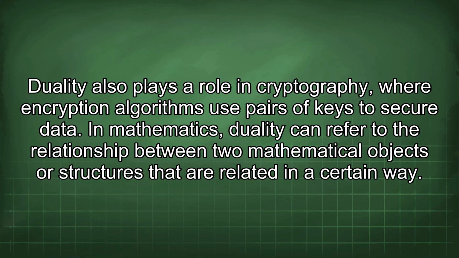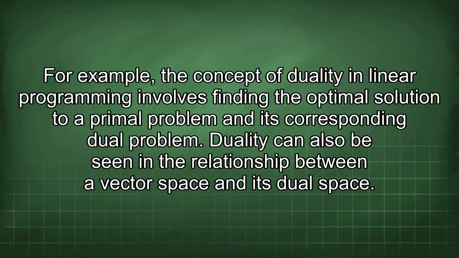In mathematics, duality can refer to the relationship between 2 mathematical objects or structures that are related in a certain way. For example, the concept of duality in linear programming involves finding the optimal solution to a primal problem and its corresponding dual problem. Duality can also be seen in the relationship between a vector space and its dual space.